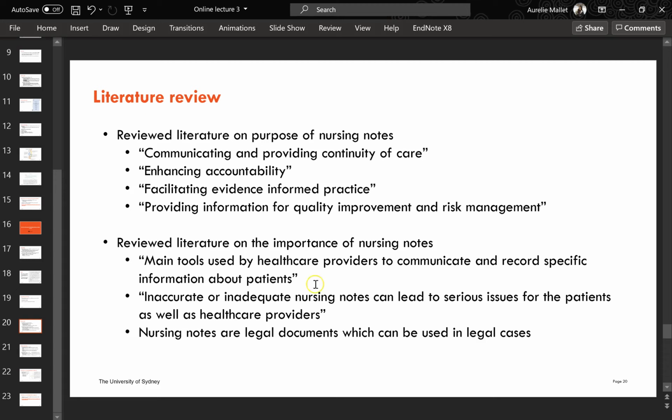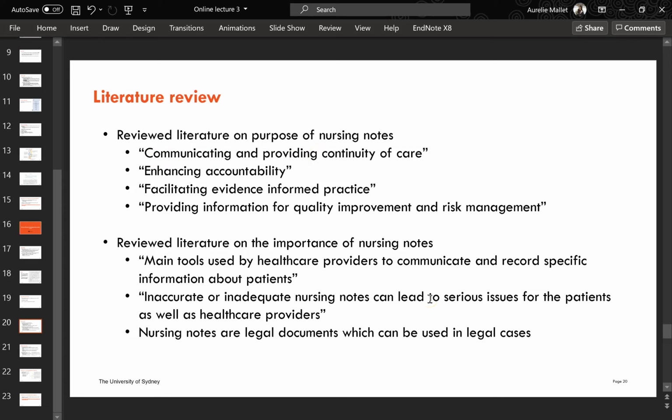Then they had to review the literature on the importance of nursing notes. So they looked at the purpose, so these are the purposes for writing them, but why is it important to write nursing notes to begin with? They are a main tool used by healthcare providers to communicate and record specific information about patients. So this links back to the communicating and providing continuity of care purpose.